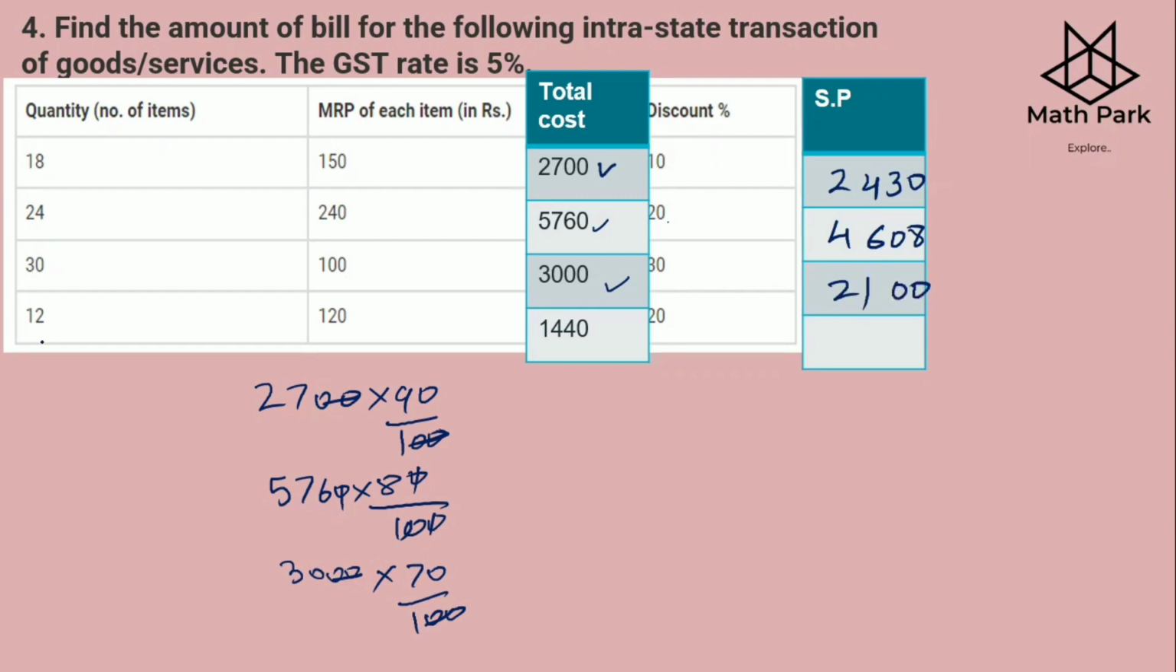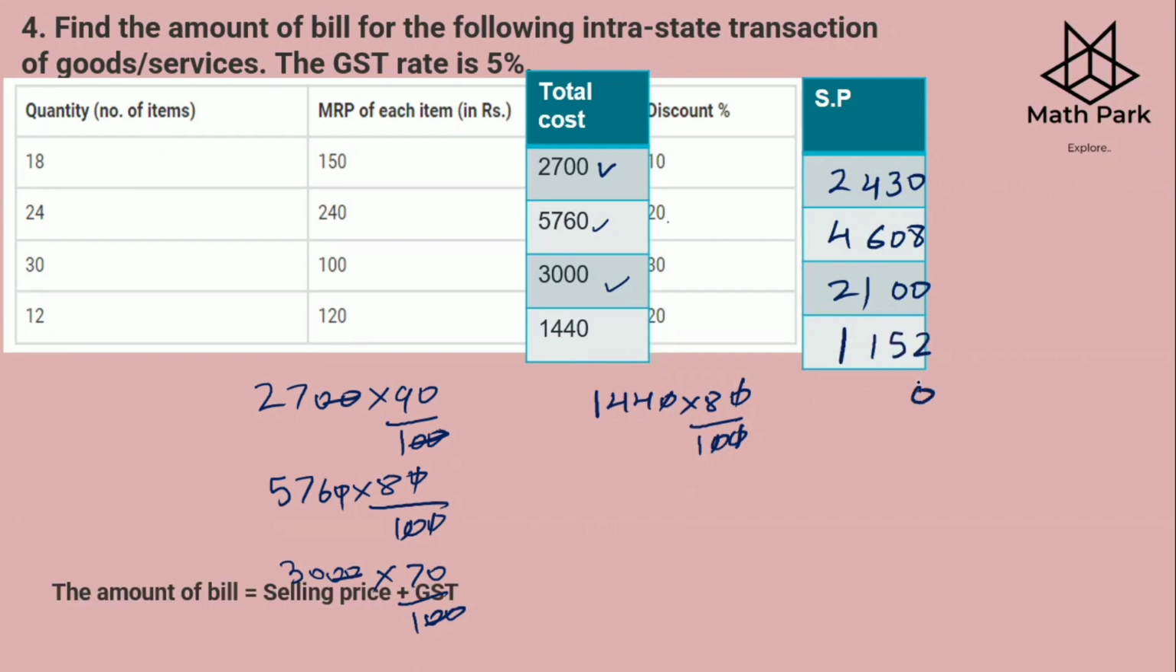And the next one, the last one, the discount is 20%. The total cost is 1,440. So 100 minus 20 is 80. So 1,440 into 80 by 100. Let us simplify. 144 multiplied by 8, you get 1,152 as the selling price.